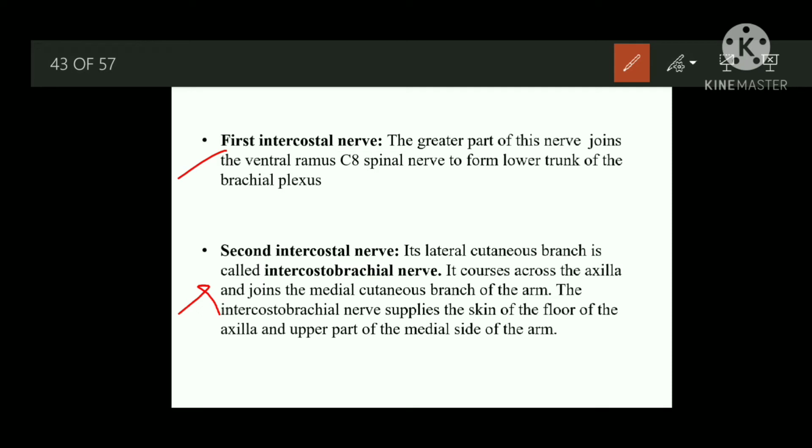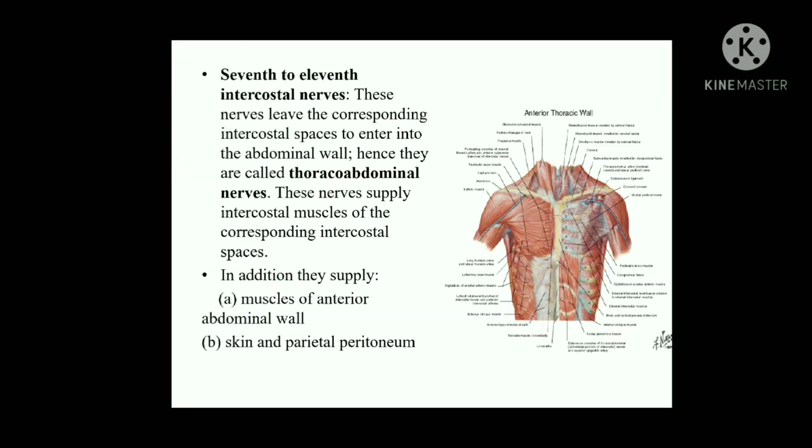First intercostal nerve: a greater part of this nerve joins with the ventral ramus of the C8 spinal nerve to form the lower trunk of the brachial plexus. And the second intercostal nerve, its lateral cutaneous branch, also known as the intercostobrachial nerve, courses across the axilla and joins with the medial cutaneous nerve of the arm, and then it supplies the skin of the floor of the axilla and the upper part of the medial side of the arm.